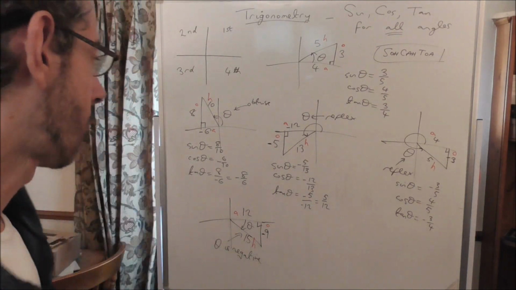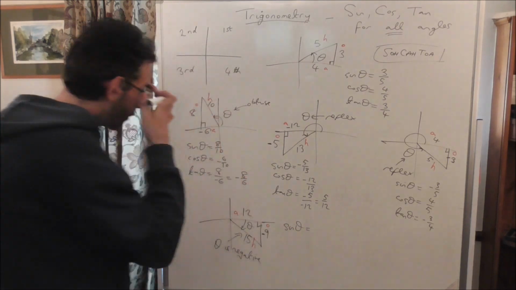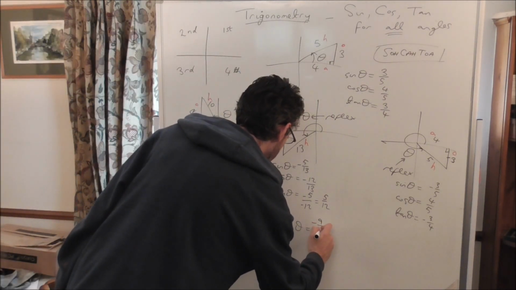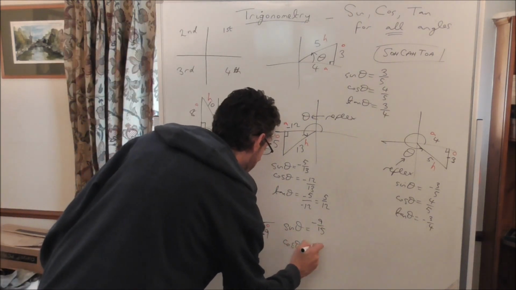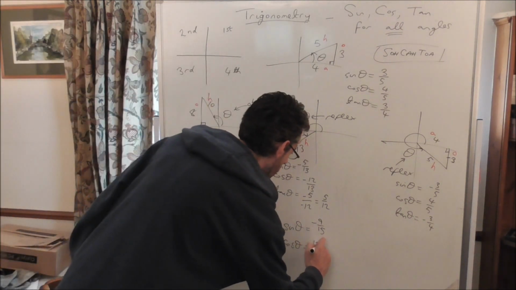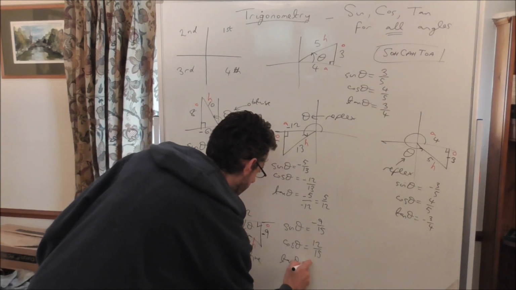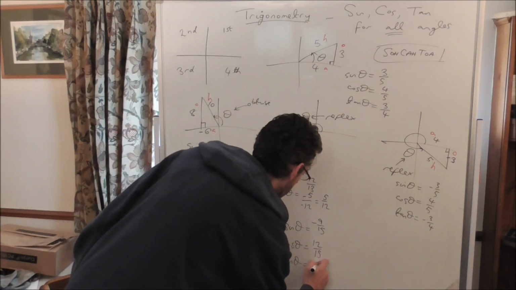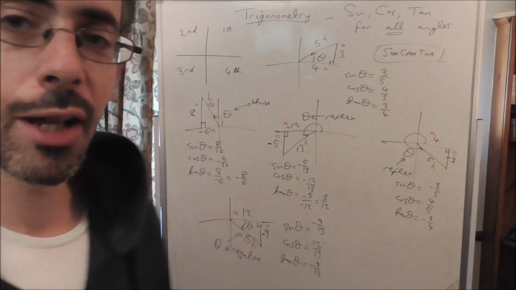So we can straight away write down sine theta, cos theta and tan theta now. Sine theta is opposite over hypotenuse, minus 9 over 12. Sorry, minus 9 over 15. Cos theta for this negative angle is adjacent over hypotenuse, 12 over 15, so it's positive. And tan theta is opposite over adjacent, so it's minus 9 over 12. So that's sine, cos and tan there for a negative angle.